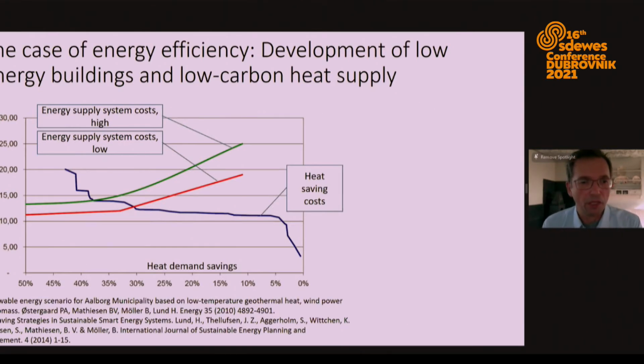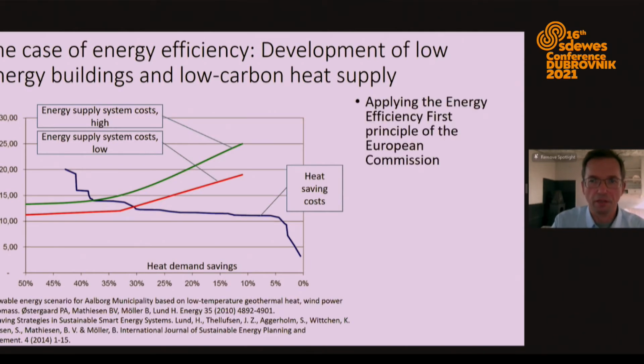On a more positive note here, my colleagues from Aalborg University, including our chairman, have done some studies on how we can develop low energy buildings and at the same time low carbon heat supply. So this diagram shows the heat saving costs as the proportion of the total heat savings. So the more heat you save, the higher are the specific costs or marginal costs. However, we can also establish district heating or energy supply systems that are tailored for higher or lower energy efficiencies, and we see some benefit of doing that. And this leads to the very actual principle of the energy efficiency first principle of the European Commission.